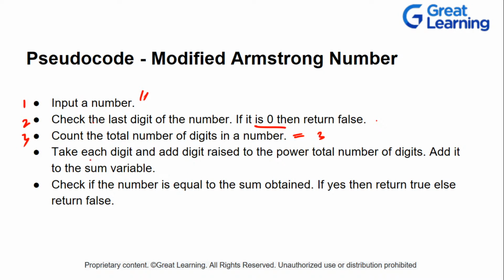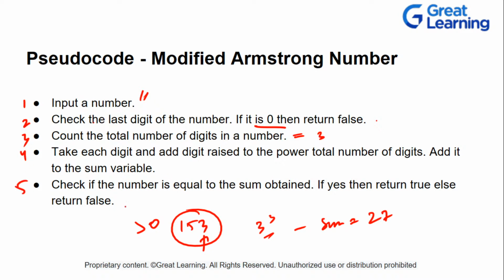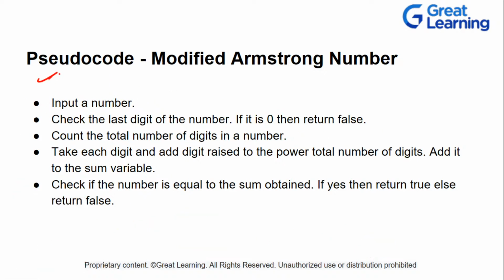Now, after the third step, what we did: we took each digit of 153 and raised it to the power of the number of digits that we calculated, that is 3, and added them up in the sum variable. We have sum equal to 27, and so on. We performed these operations again and again, unless and until the number is no longer greater than 0. Unless 153 is greater than 0. This was the fourth step. And then the fifth step was we checked whether this sum is equal to the number that we had. This is the simplest pseudocode. Obviously, you can make it as precise as possible, but this will work for now. So this is your pseudocode.